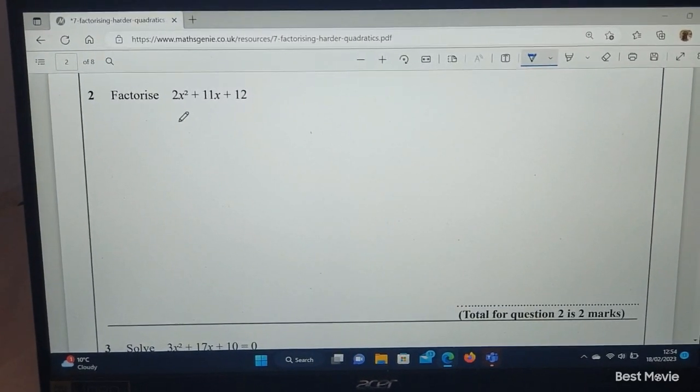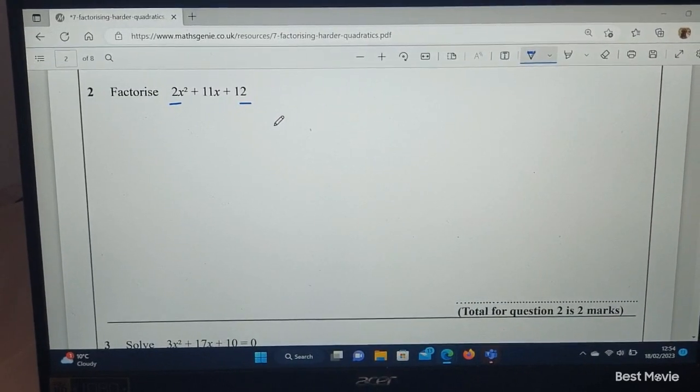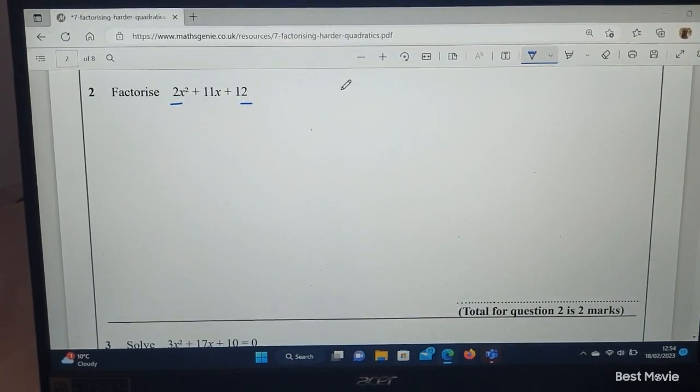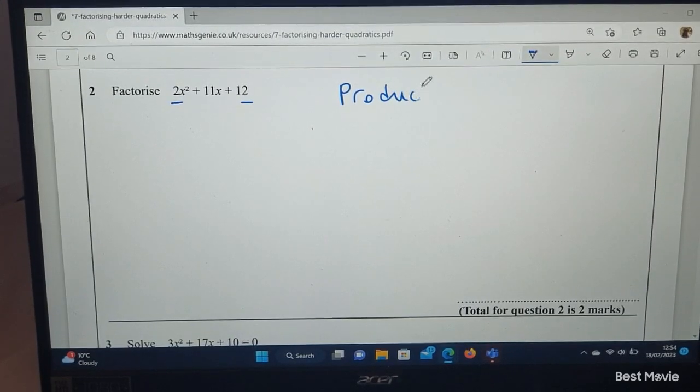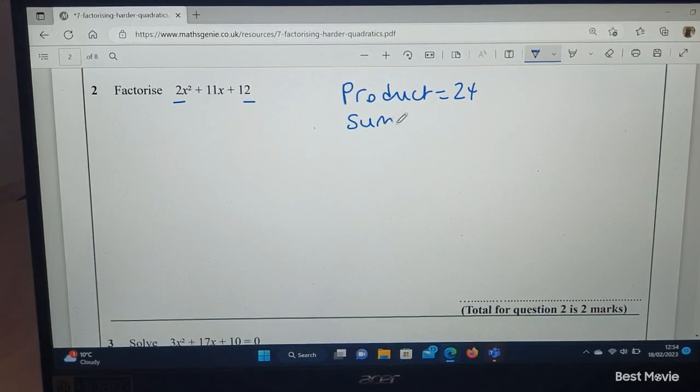Second question, I've got 2x squared plus 11x plus 12. So 2 and 12 are my product. So 2 times 12 is 24. So my product is 24. And my sum is 11.